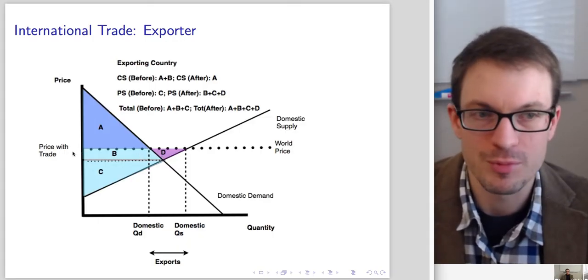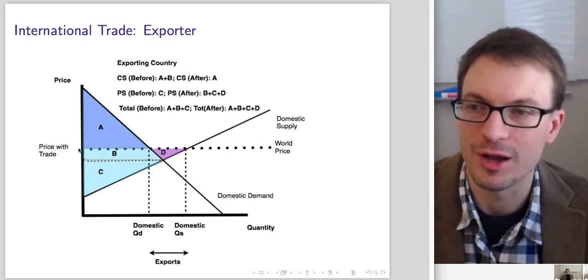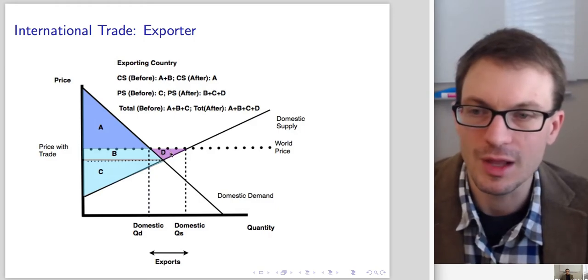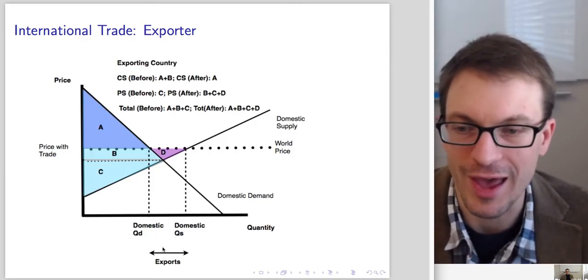Right. So there's one price in the economy. The price is no longer the domestic price. It's now the world price, because domestic consumers are competing with foreign consumers. That's what Area D is coming from. Area D is corresponding to producer surplus that's gained by virtue of exporting.